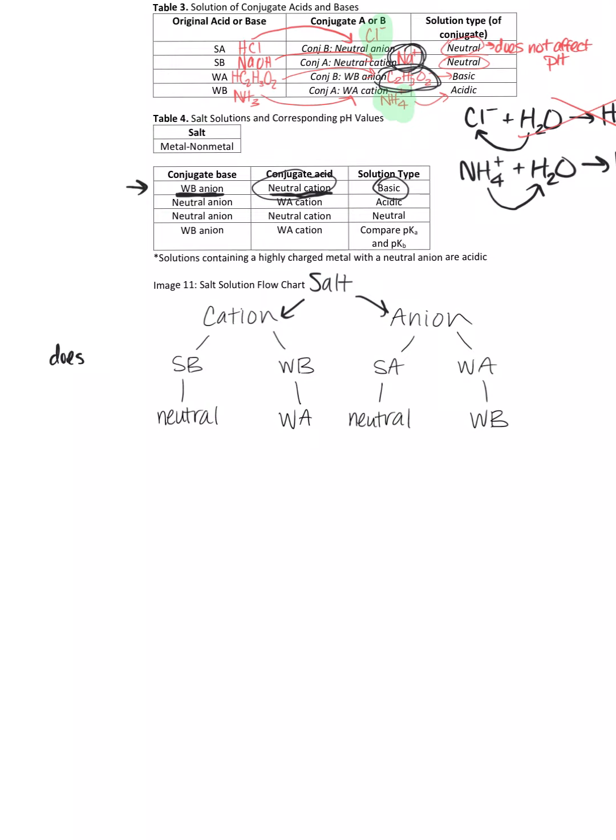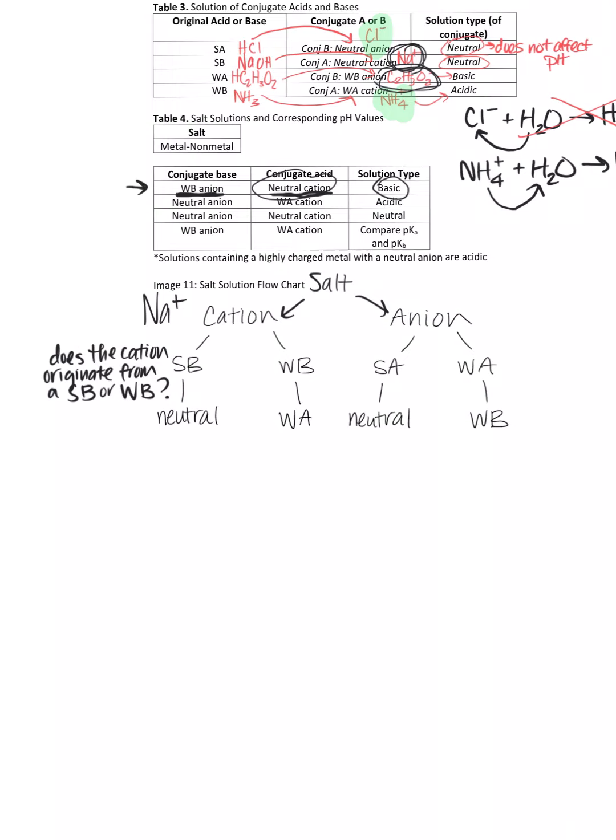does the cation originate from a strong base or weak base? Okay, that's really the only question you're asking. So let's say the cation is sodium plus. What type of base did sodium originate from?